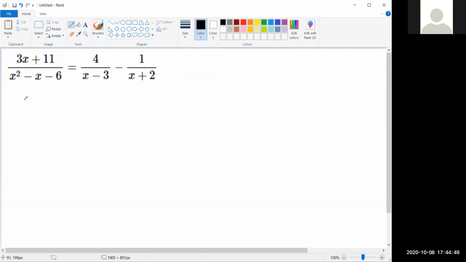Right now we're just going to convince ourselves that they're the same. In order to simplify the right-hand side, we need to subtract the two fractions. We're going to need common denominators. So let's get common denominators.